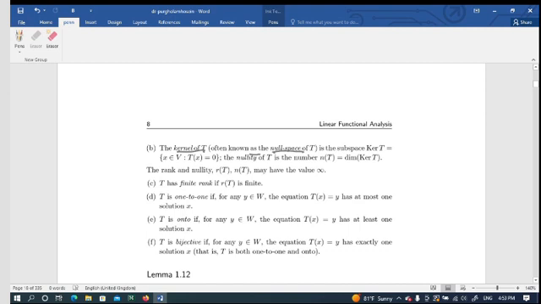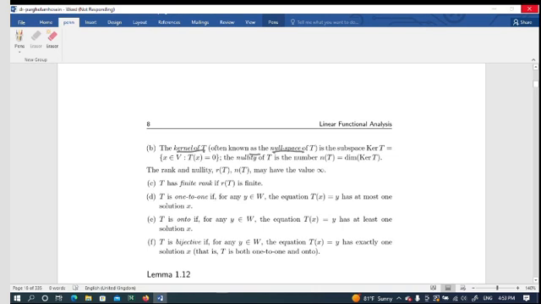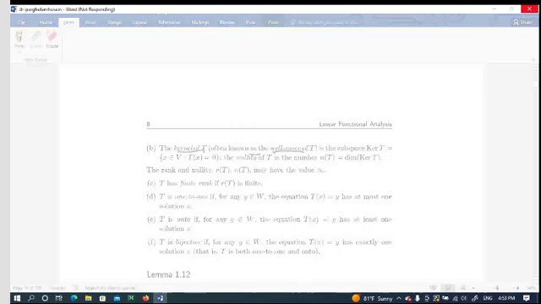So the kernel of T is a subset of V that we can show is a subspace of V. But the nullity is a number. The nullity of T is the dimension of K of T. So this is a number. Nullity is a number, but the null space is a subspace.